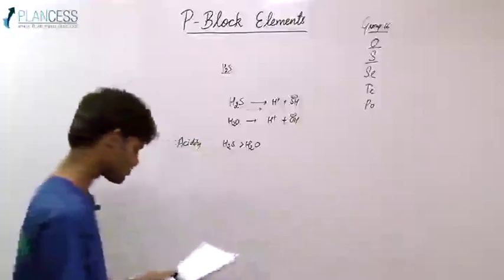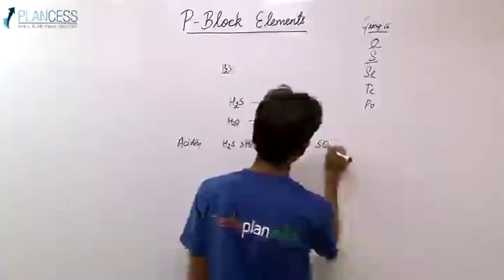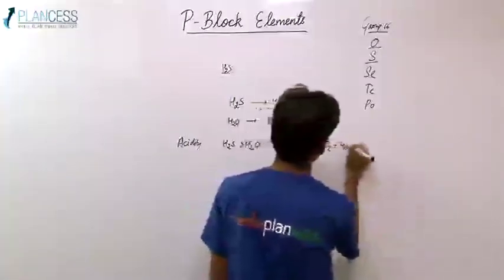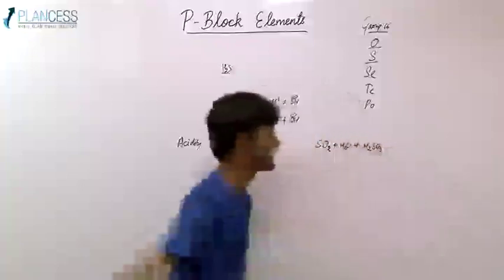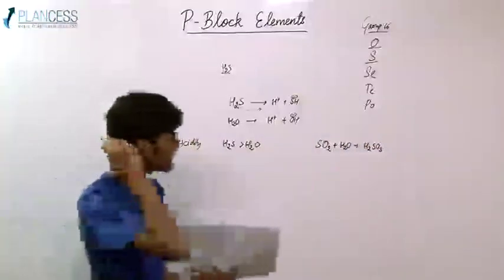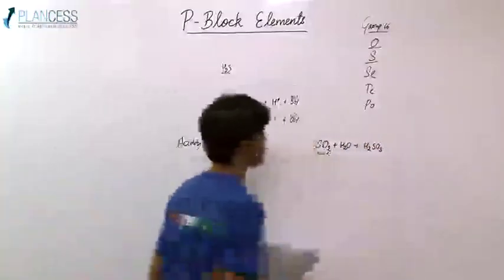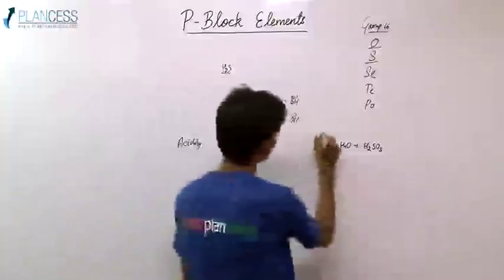Now SO2 is acidic in nature, because when SO2 dissolves in water it gives H2SO3, that is sulfurous acid, which is acidic in nature. So SO2 is an acidic oxide. Now it can act as a reducing agent and also as an oxidizing agent, because it is in an intermediate state, that is +4 oxidation state.